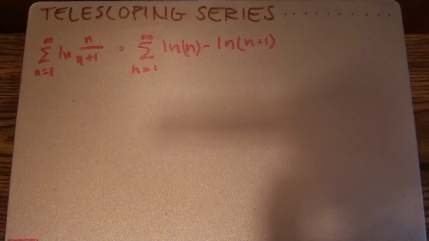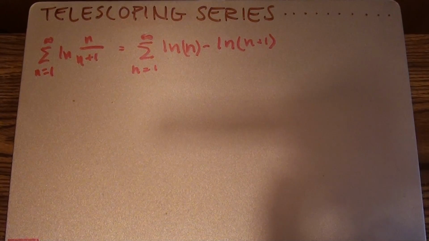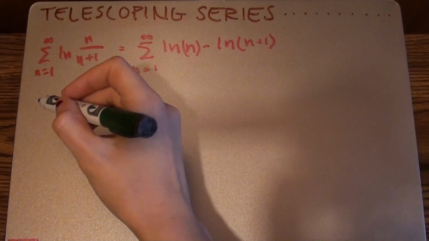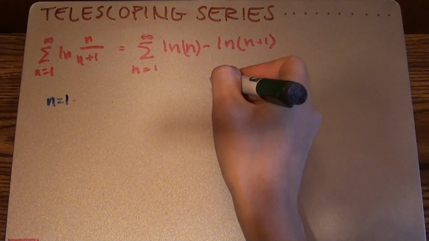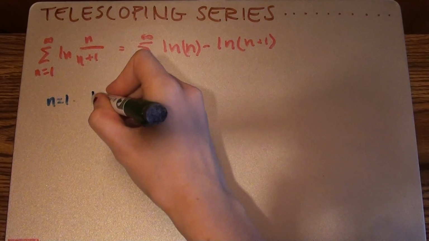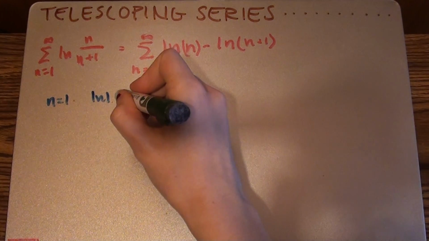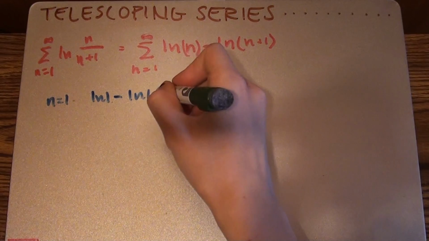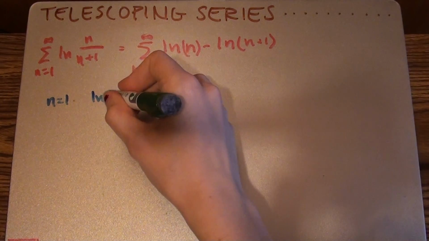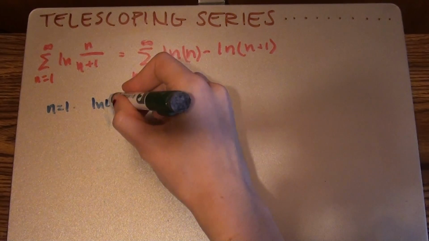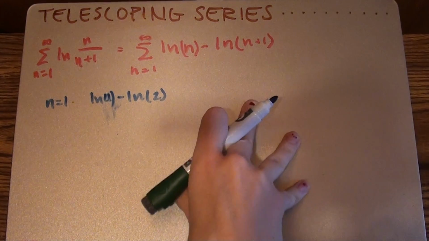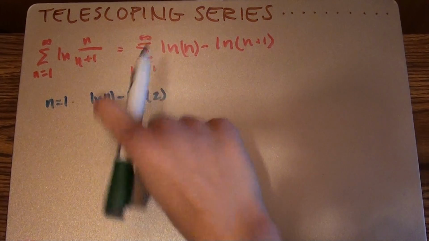Now that we have this, let's start doing our work with the series. The first thing we have to do is expand out into some partial sums. Let's start off with a really simple one, n equals 1. When n equals 1, we get the natural log of 1 minus the natural log of 2. Those are parentheses, sorry, it's kind of messy.